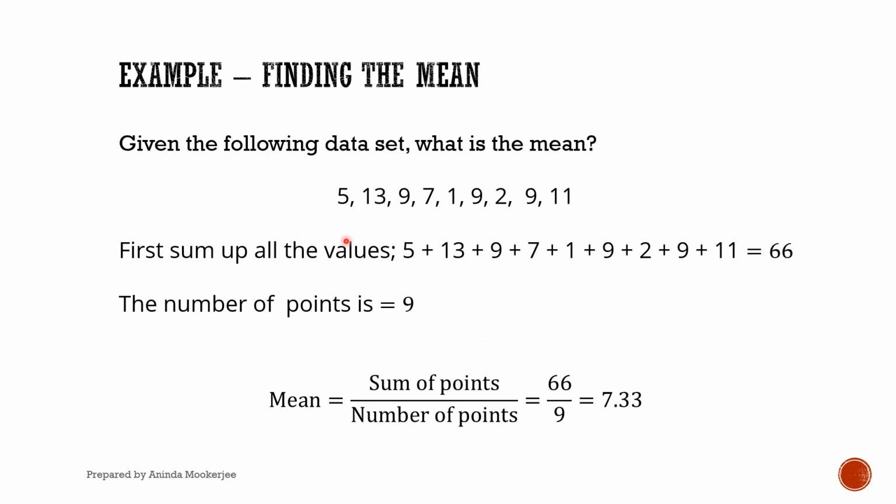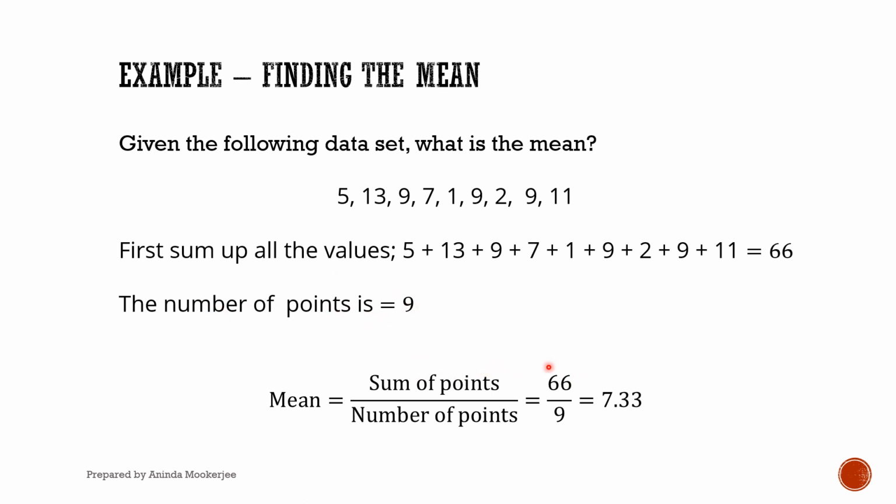Now here is a simple example on finding the mean. It says given the following data set, what is the mean? The values given to us are 5, 13, 9, 7, 1, 9, 2, 9, 11. And we have to find the average or the mean of these values. So we first sum up all these values, which they have done here. They've added all these numbers and come up with a sum of 66, and the number of data points, which is going to represent our n, the sample size, in other words. How many do we have here? 1, 2, 3, 4, 5, 6, 7, 8, 9. So n, the number of points, is 9.